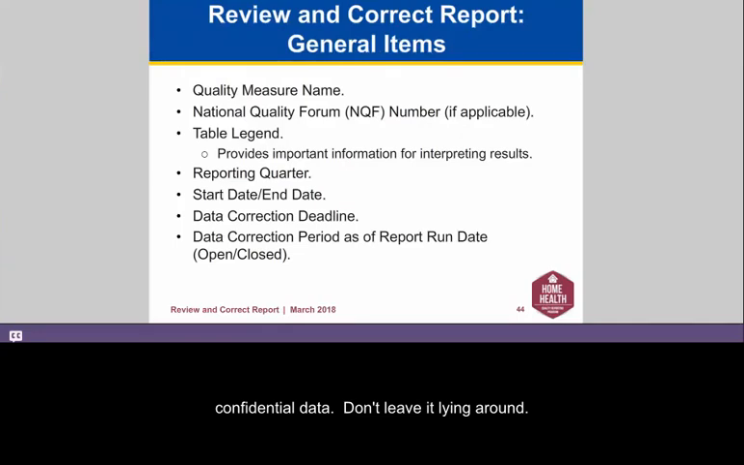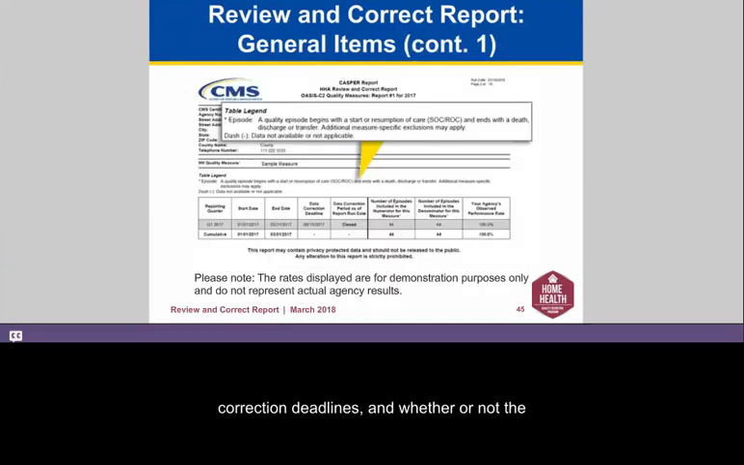The general items we're going to be looking at here are the name and the NQF National Quality Forum number for each measure. We're going to look at the actual table legend and each of the different sections, the reporting quarter, its start and end dates, the correction deadlines, and whether or not the correction period is currently open or closed.